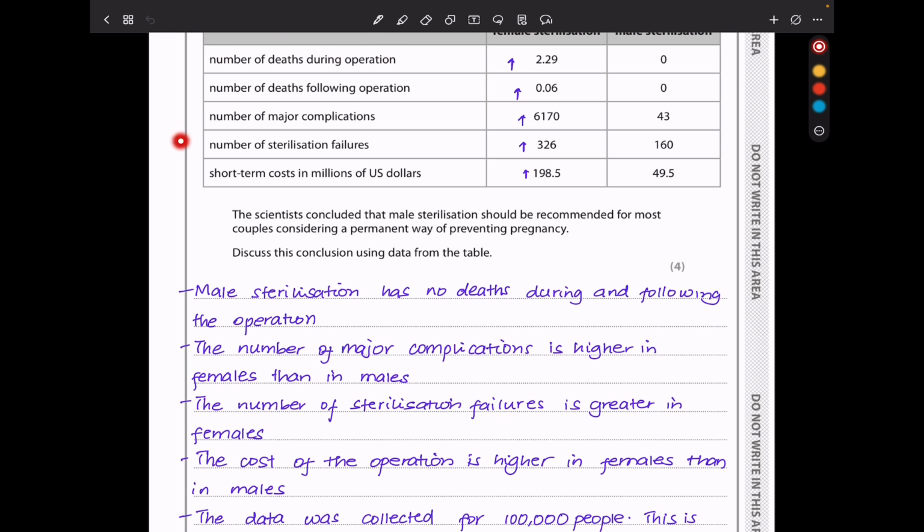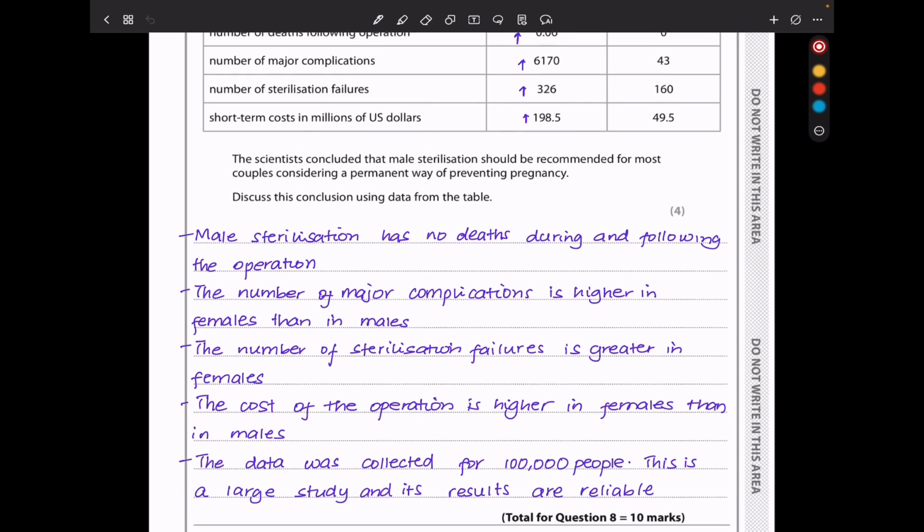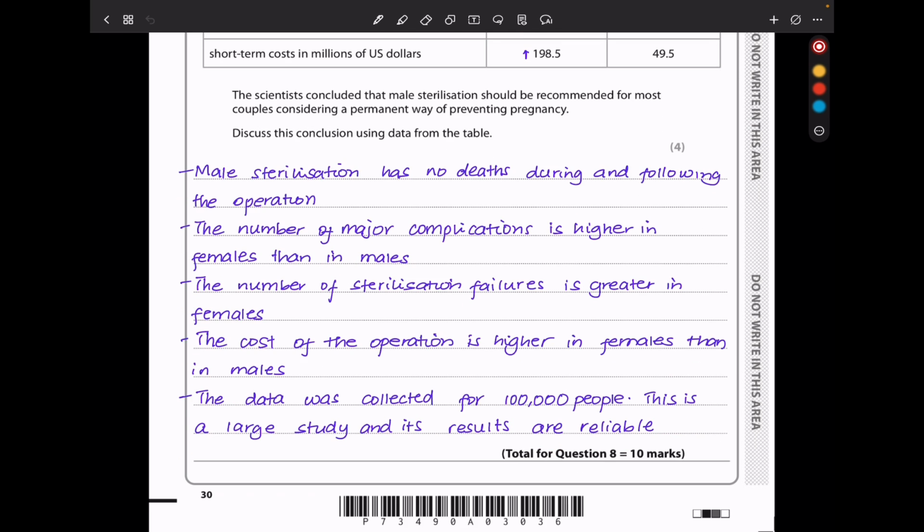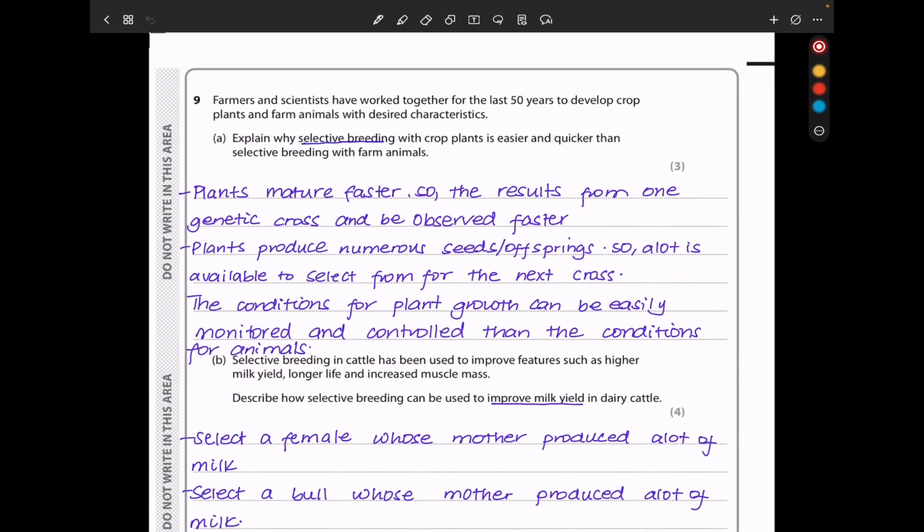Of course, we're just going to discuss this. It's quite easy. Male sterilization has no deaths during and following the operation, but female sterilization has. The number of major complications is higher in females than in males. The number of sterilization failures is greater in females. The cost of the operation is higher in females than in males. And since data was collected for 100,000 people, this is a large study and the results are reliable. So this brings us to the end of question 8. Let's continue to question 9.